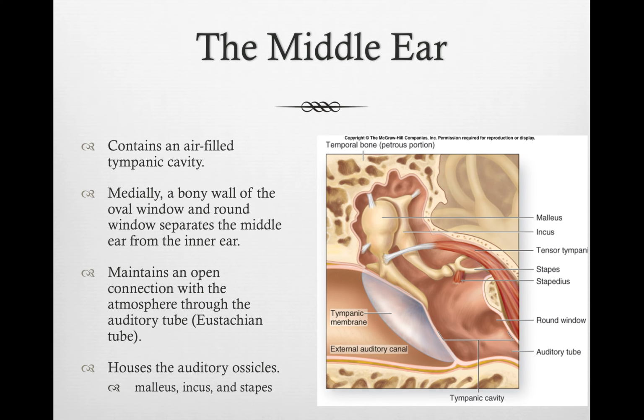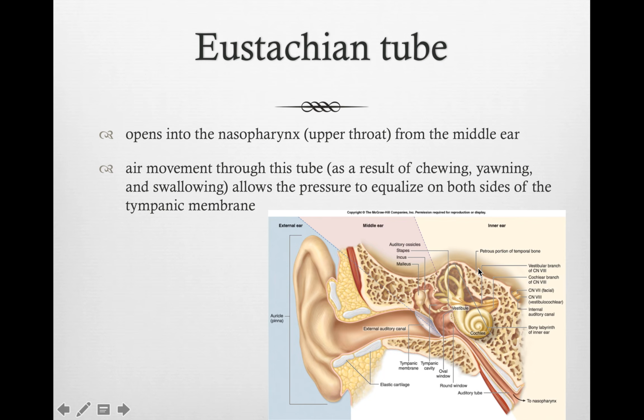Now, the middle ear is what houses the auditory ossicles, the malleus here, the incus here, and then finally the stapes here. Now, the eustachian tube is that open connection into the nasopharynx that we see all the way here. And it's that air movement through this tube that results from the following movements that allows pressure to equalize on both sides of the tympanic membrane. So that way, when we increase in altitude, the pressure doesn't actually burst our tympanic membrane.